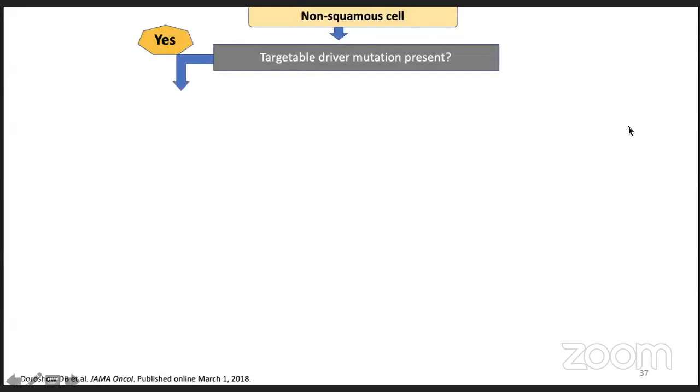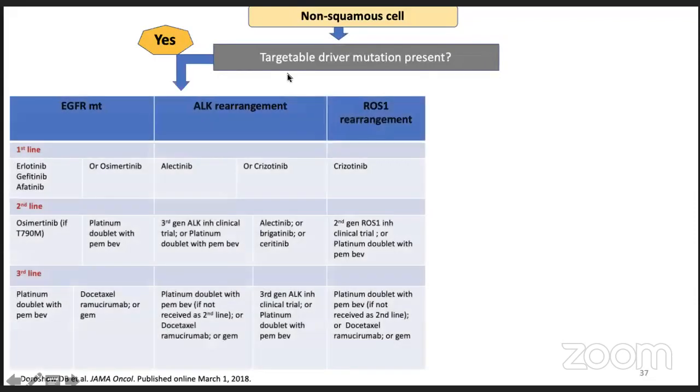If the answer is yes, then we want to target that mutation with, for example, TKIs, if we are talking about EGFR. So this is the first line. If the patient failed this line, then we go to second line, which will be either chemo or osimertinib, for example, if this is a T790M mutation. If the patient failed here, then we have chemo options.